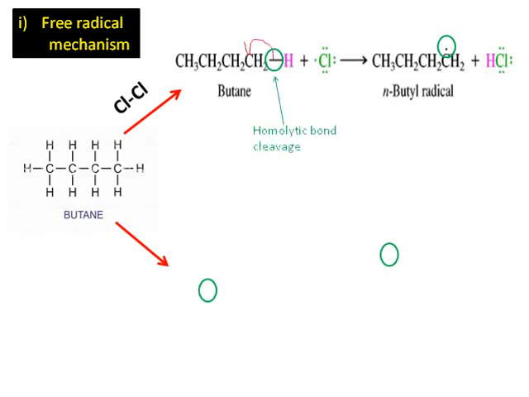and one electron will go to the carbon, the other electron will go to the hydrogen, and this hydrogen free radical will combine with the chlorine free radical, and N-butyl radical is formed, where one unpaired electron is present at the carbon 1, and HCl is formed. Now this is the unpaired electron.